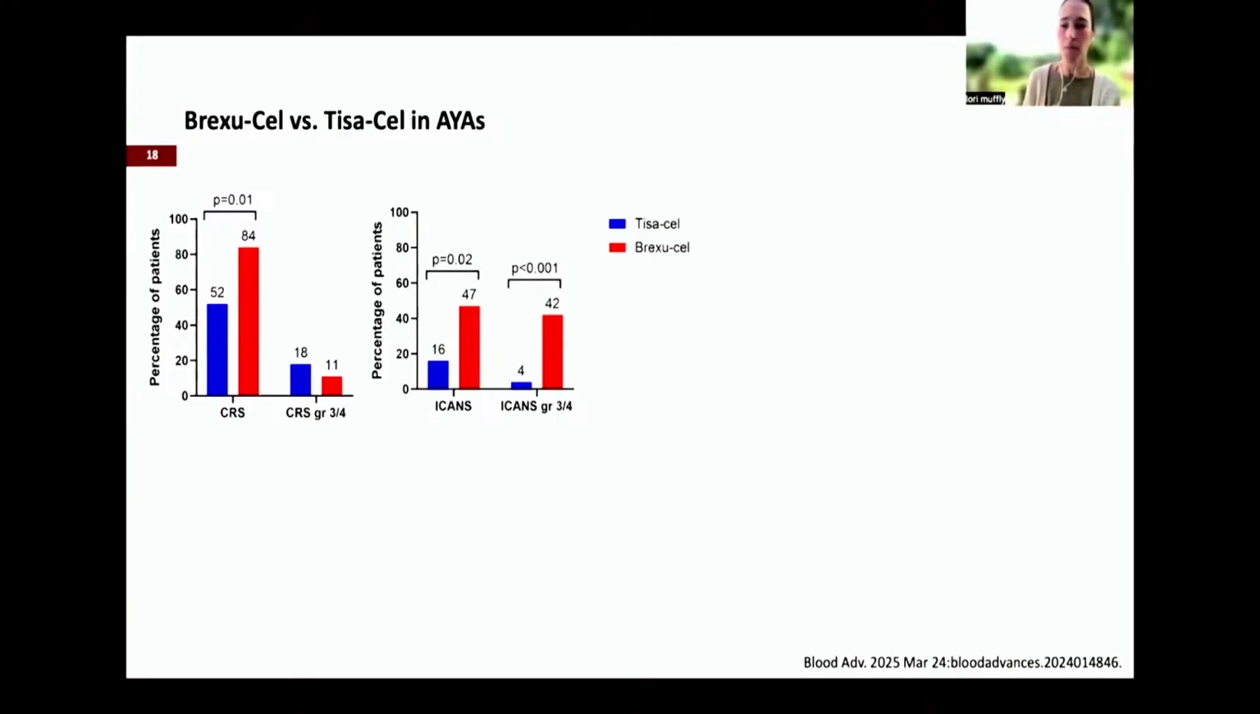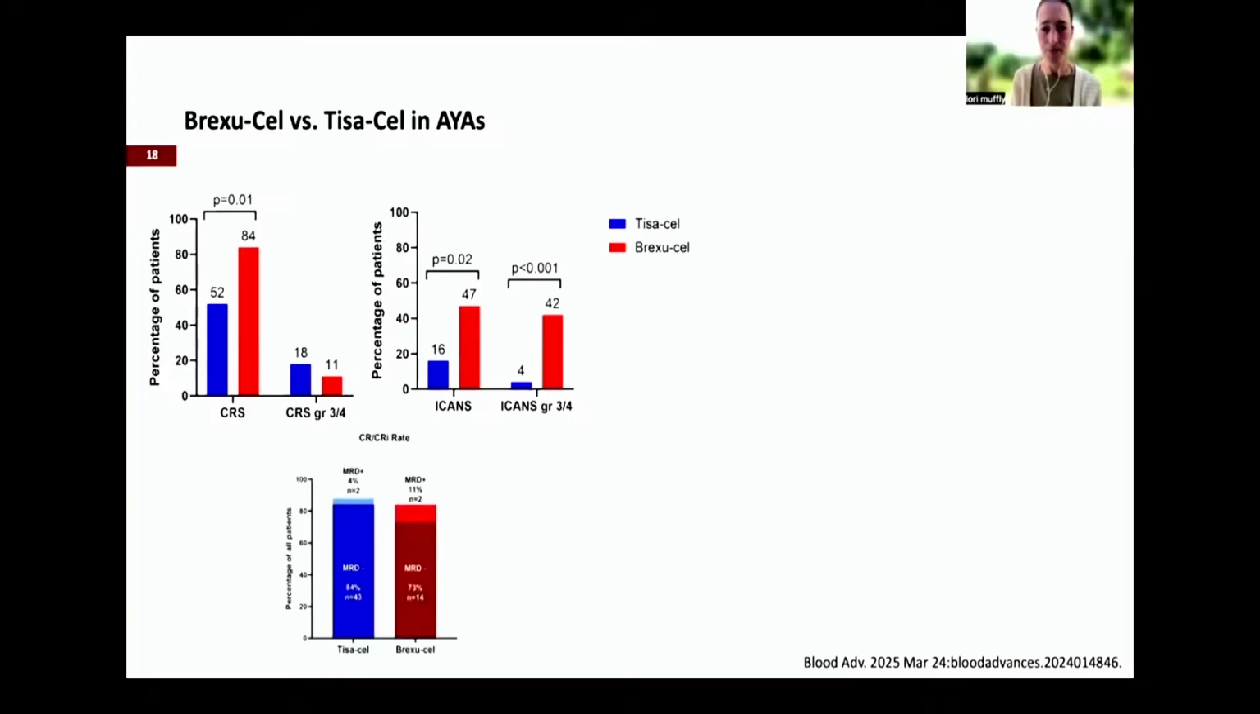Here you can see one of the major findings of this study, which is looking at toxicity differences with Tisacel in blue and Brexucel in red. You can see here the rates of overall CRS in AYAs was higher in Brexucel, although grade 3, 4 CRS did not differ. But what differed tremendously, and this is really not a huge surprise, was the rates of ICANS, both any ICANS and grade 3, 4 ICANS, which were much higher in the AYAs receiving Brexucel.